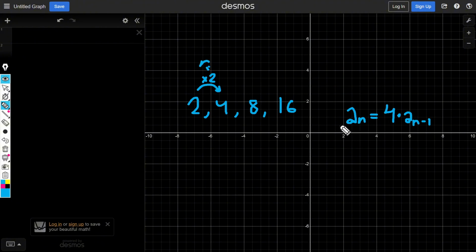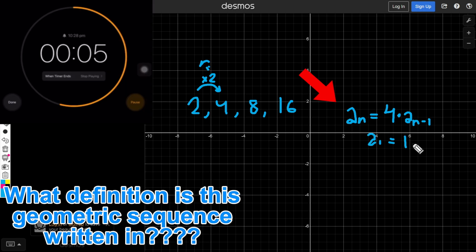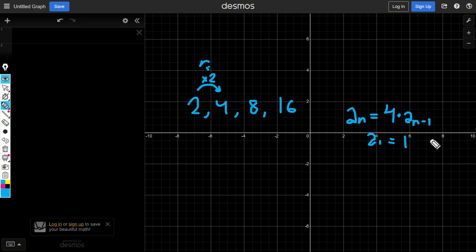Now let's take this equation right here. What type of definition is this? We just talked about it. If you said recursive, that's correct. That's because it uses the previous term in the definition. If we look at the first few terms for this, the first term is 1. The next one would be 4, then 16, 64.